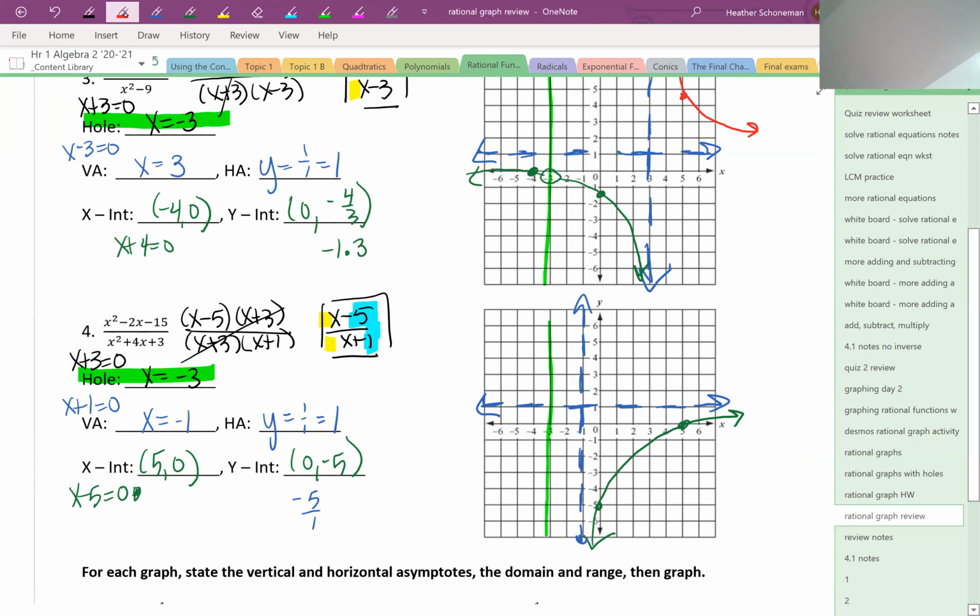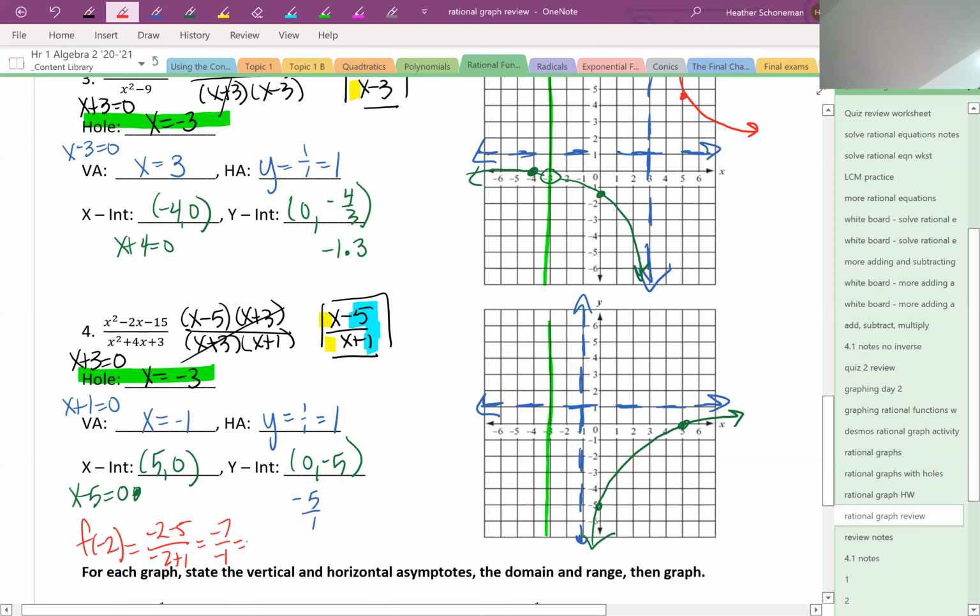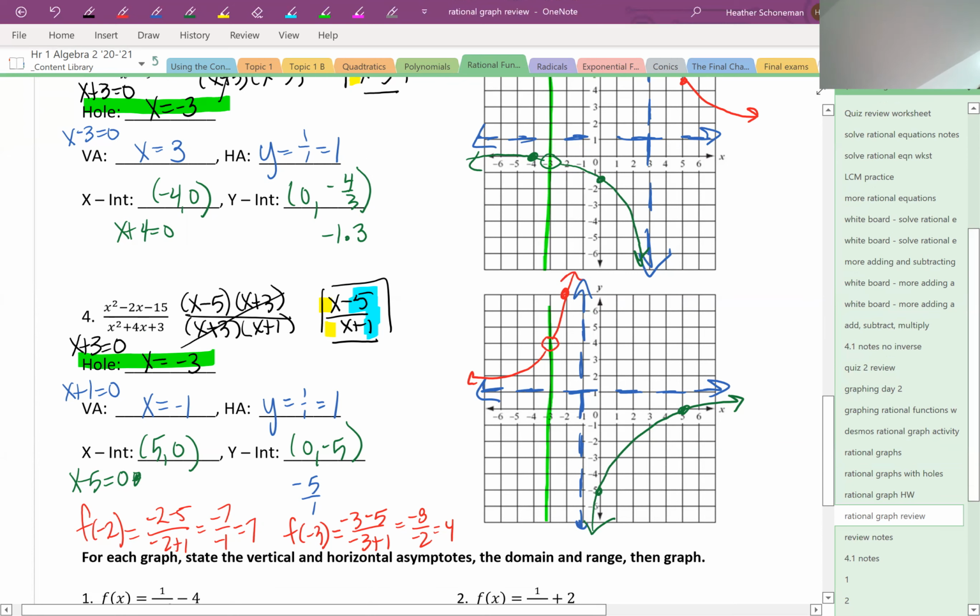Okay, so let's see if we can figure it out. I can't do -1 because that's an asymptote. The next one over would be -2. So f(-2) would be (-2 - 5)/(-2 + 1). So that's -7 over -1, which is 7. The next one would be -3, which would be (-3 - 5)/(-3 + 1), which would be -8 over -2, which is just 4. But look, that point is right here. It's on my green line where I'd find the hole. So instead of doing a solid point, I'm going to do an open circle. And then when I graph it, there is my arc.